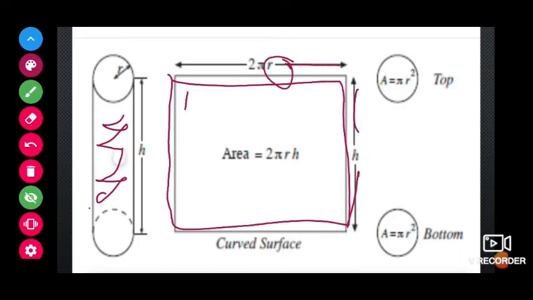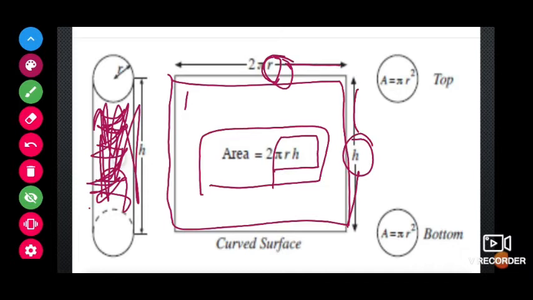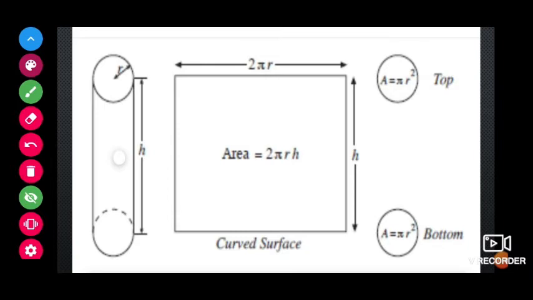So how will we find the curved surface area of the cylinder, which is in the middle? It is 2 pi r h. Whenever we are using the radius, children, we use pi. So totally 2 pi r h, because r into h is taken 2 times. So 2 pi r h is the curved surface area.